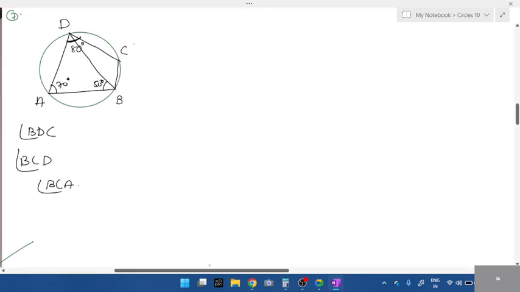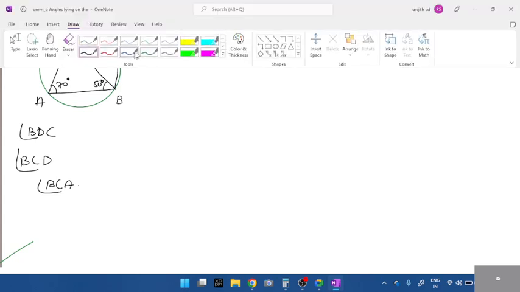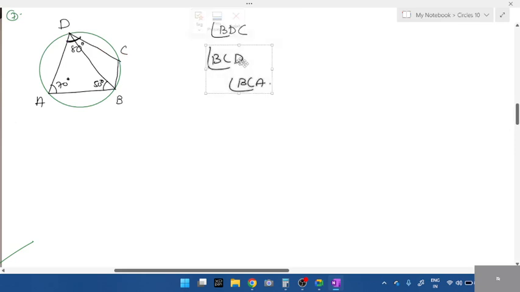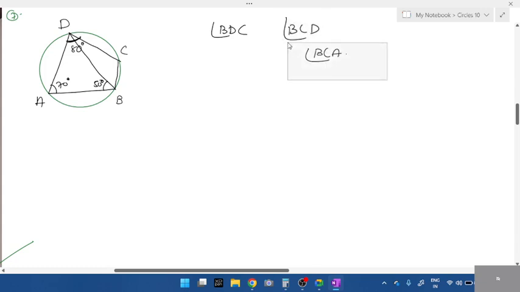Okay, first tell me BDC. How do you all find BDC, students? Any guess? I want all of you to answer. Where is BDC? First triangle or second triangle? It's in the second triangle, right? BDC is in the second triangle. So in the second triangle, the arc is different, right? For BDC, the arc is different, students.